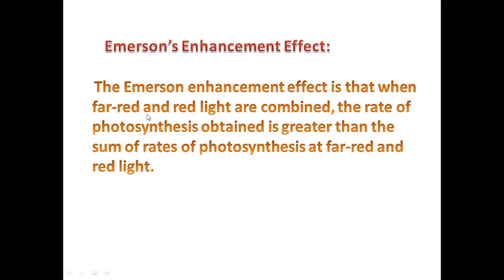So when Emerson combined light of wavelength 700 nanometers and 680 nanometers, he showed that the rate of photosynthesis was more than the sum of the rates of photosynthesis at far red and red light individually. If he took the individual rates at far red, that is 700 nanometers, and red light, that is 680 nanometers, the combined rate was more than that.